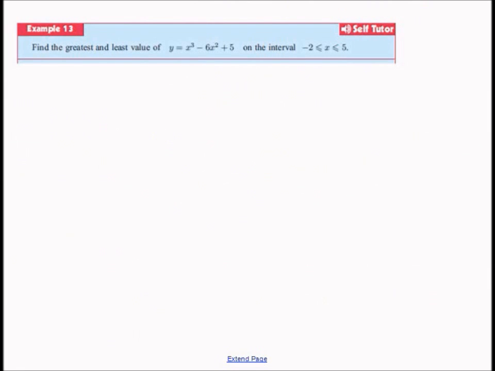The last example for this section: find the greatest and the least values. So we're talking about the y values, the smallest y value and the largest y value, of y equals x cubed, subtract 6x squared plus 5, on this interval, -2 to 5, including -2 and 5.